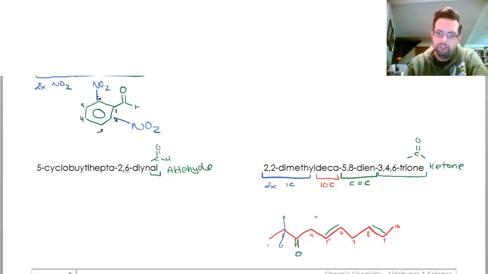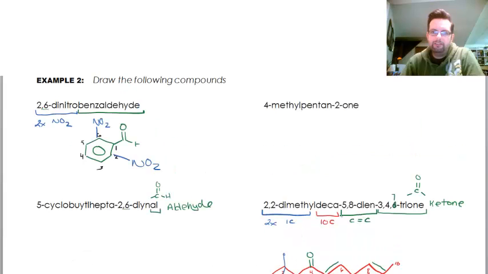Now carbons 3, 4, and 6, we have my carbonyl group. So there's the first one, there's the second. And of course this is not possible because this needs to be 7. We couldn't put the carbonyl group on carbon 6 because then this carbon would have 5 bonds, and that would not be possible. So let's change that to 7. Alright, so there we go. There's 2,2-dimethyldeca-5,8-diene-3,4,7-trione. That's that.